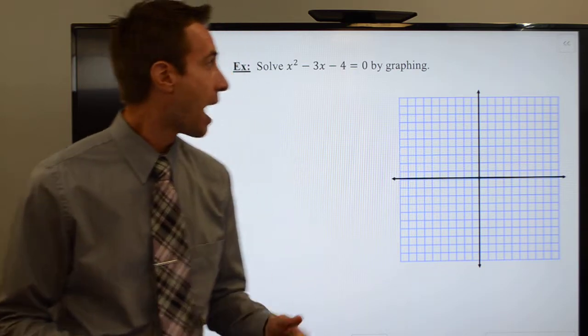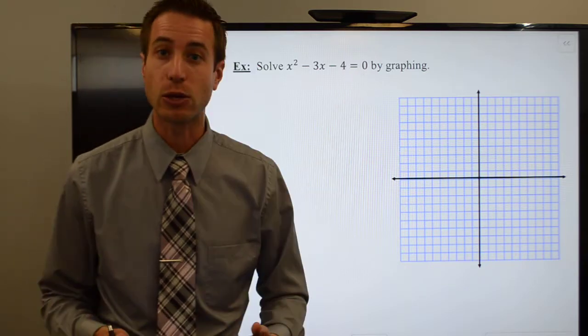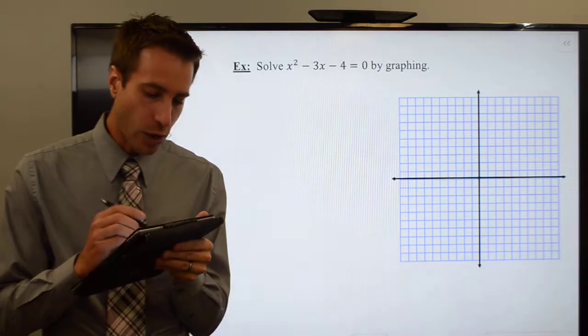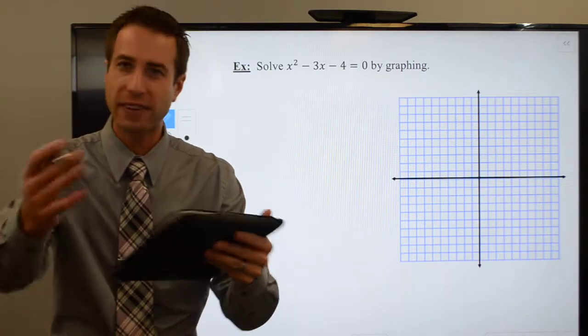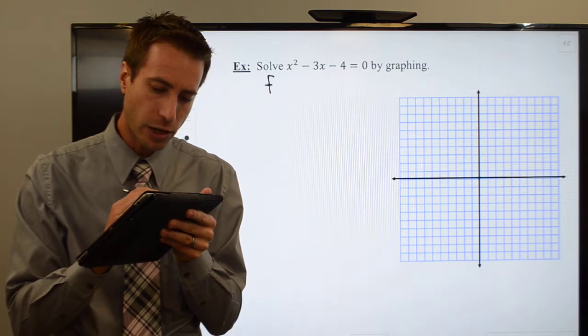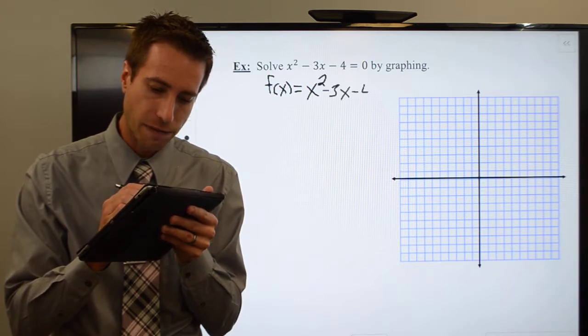So here's what I've done. I've given you a quadratic. It is an equation because it is set equal to 0, but I ask you to graph it. So what you're going to do is actually graph it. Again, you can call it whatever you want to. I'm going to call it f of x. We're going to graph f of x is equal to x squared minus 3x minus 4.